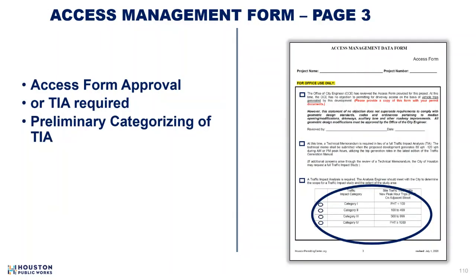And then the last page is really for internal use, where we as reviewers of the city reviewing this access form will say, okay, we agree with these access points and give approval in this manner, or we'll say at this point a TIA is required, at which point we will also mark preliminarily what category that TIA would fall in, knowing that it's preliminary, and through discussions or review of the TIA we may get into a discussion where Category 2 becomes a Category 3 or vice versa. But it's preliminary, for our internal use, to make sure that all stakeholders are aware of what level category this TIA is.